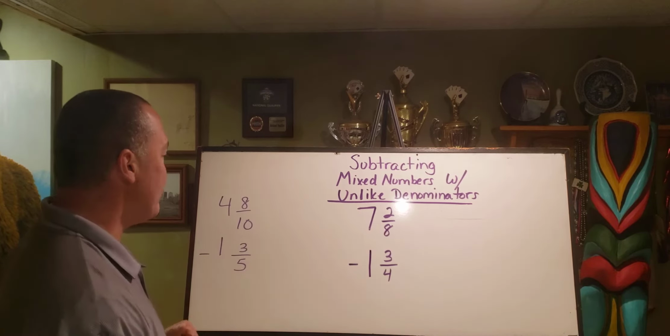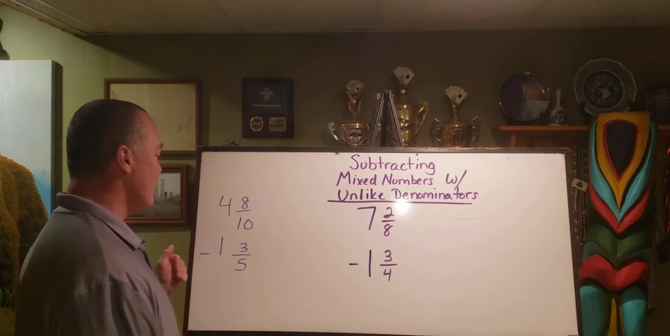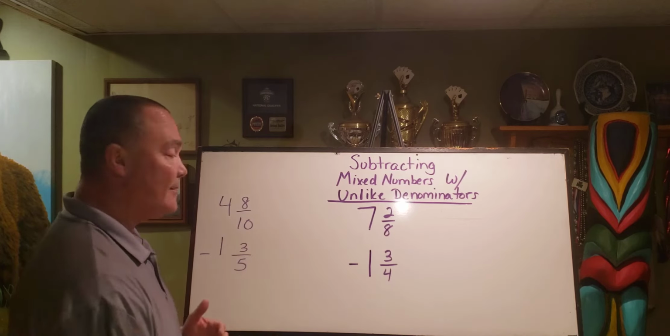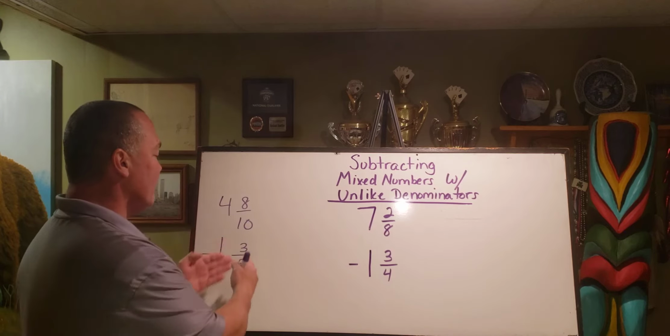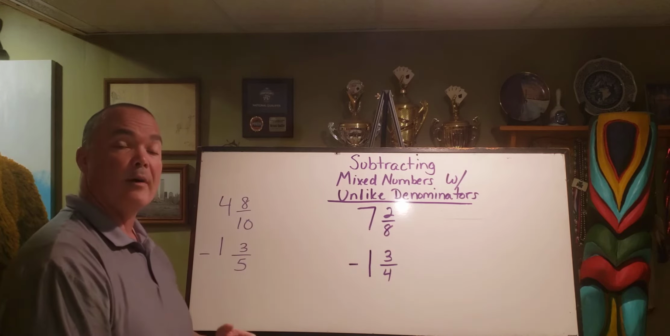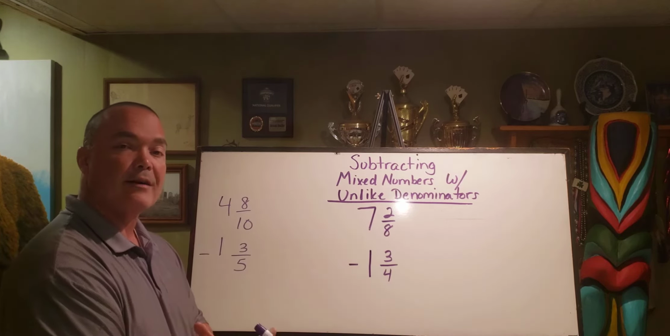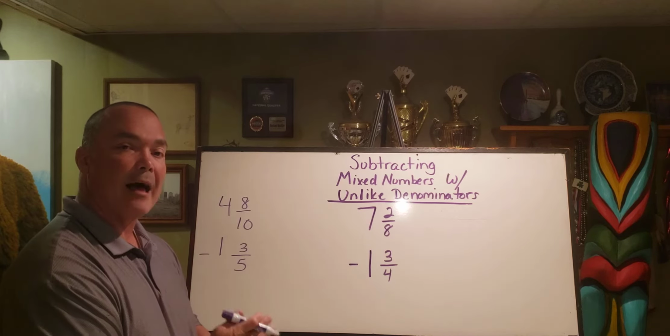So our first example is 4 8/10 minus 1 3/5. A mixed number is a whole number with a fraction. We're subtracting 1 3/5 from 4 8/10. But we know in order to subtract or add fractions, we need to have the same denominator.